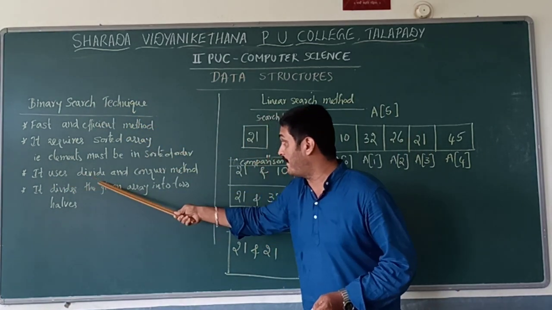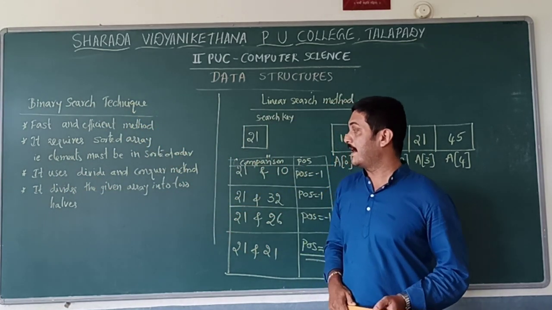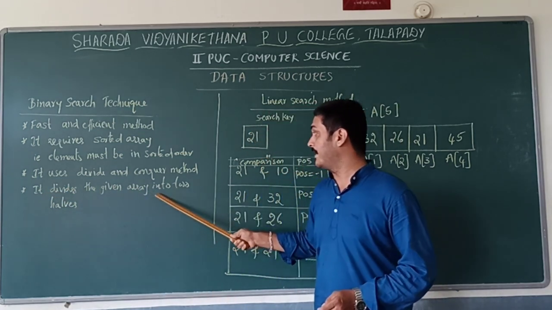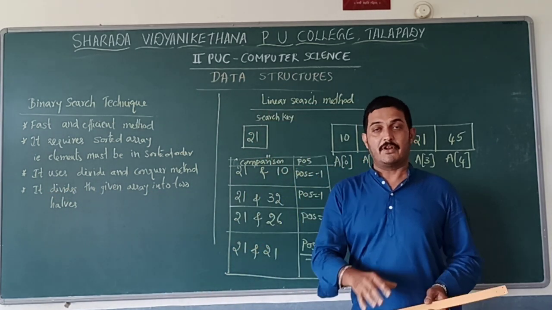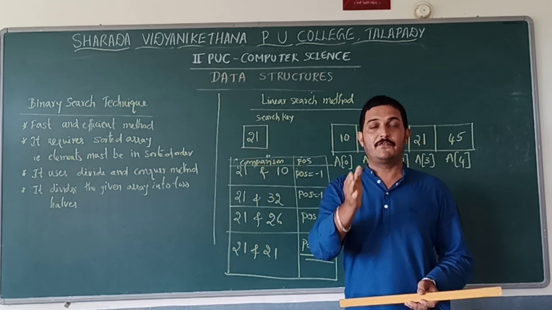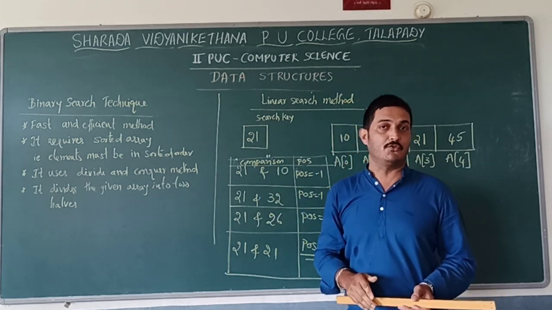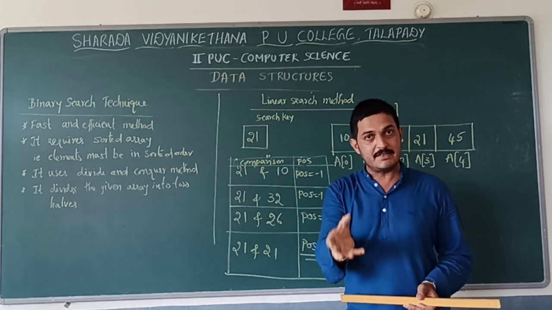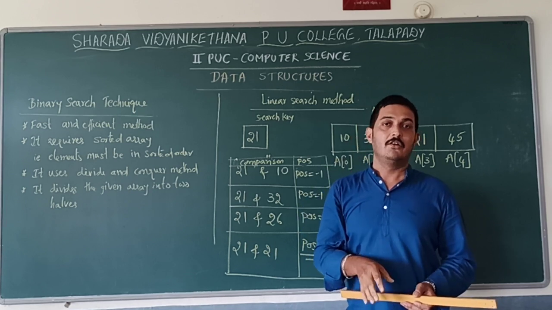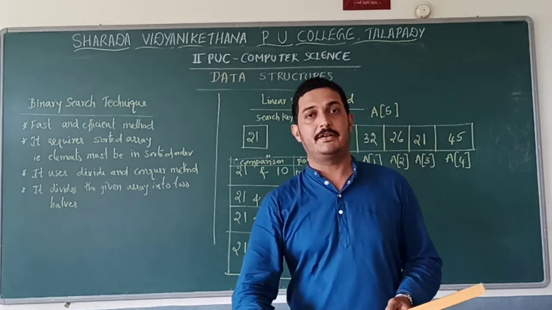It uses the divide and conquer method, and the last point is that it divides the given array into two halves. For example, we have a list of elements. It divides the given array into two halves, and our search element is compared with the center element. Okay, these are about the binary search technique.